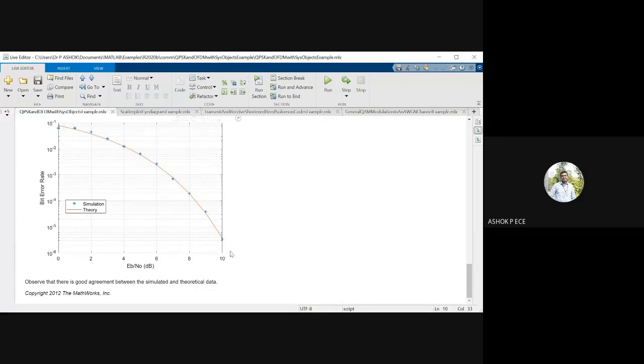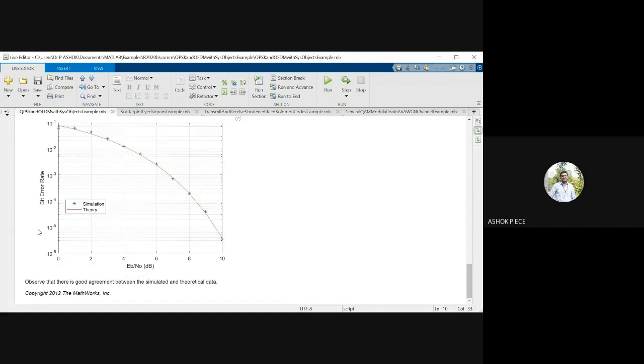So even though SNR is 10 dB, your BER is 10 power minus 5. What is the meaning of 10 power minus 5? If I send 1 lakh bits, 1 bit is going to have error. So 1 by 10 power 5 is 10 power minus 5. The only system which is going to have a very, very low BER will be optical fiber cable. It has a BER of 10 power minus 12. So if I send 10 power 12 bits, only 1 bit will have error. Such is the accuracy of your optical fiber based communication system.